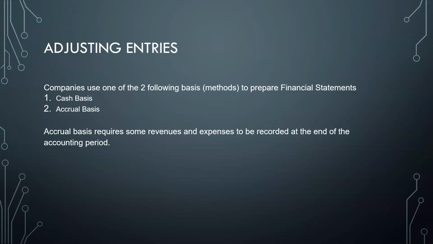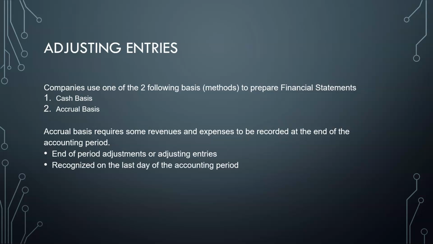Whenever a company uses accrual basis, some revenues and expenses are not recorded at the end of the accounting period. So what the company has to do is measure those expenses and revenues and record them at the end of the accounting period. These are called end-of-period adjustments or adjusting entries. They both mean the same thing. The proper term is adjusting entries, but your textbook uses end-of-period adjustments for now because we really haven't done the true debits and credits and so on yet.